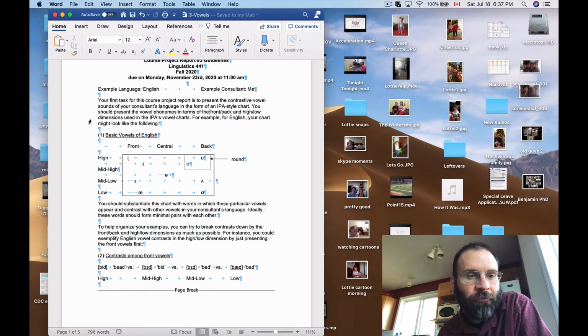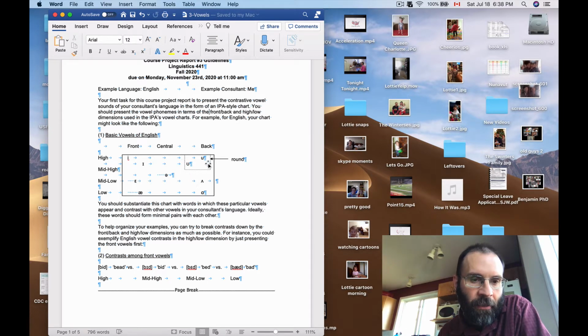You should present the vowel phonemes in terms of the front, back, and high-low dimensions used in the IPA's vowel charts as usual. So for English, your chart would look like the following, and these are my monophthongal vowels of English, including schwa as well, which is sort of not really contrastive for me.